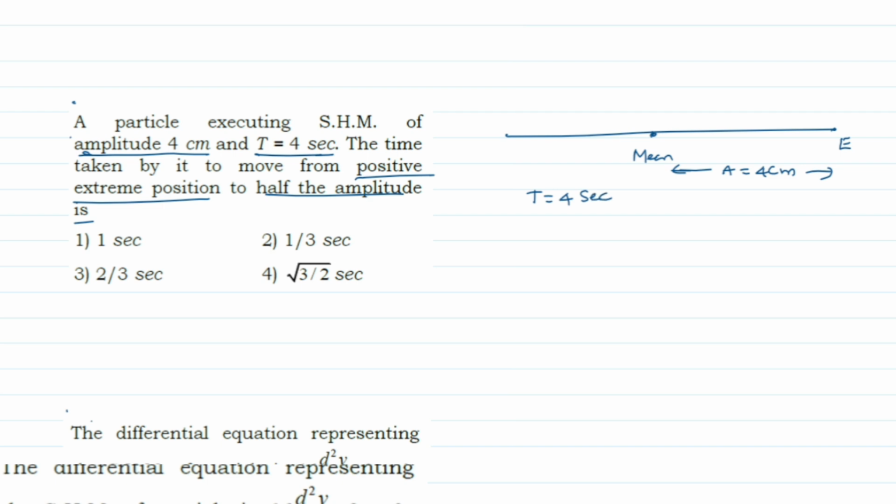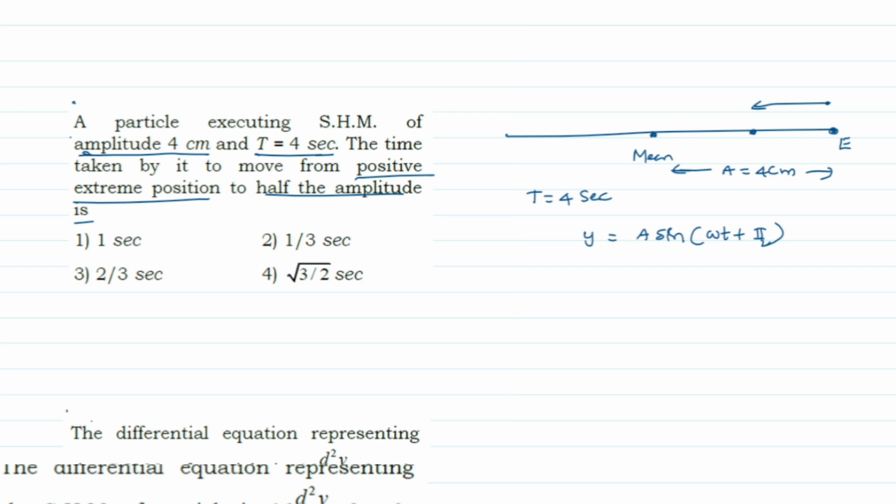The time taken by it to move from positive extreme position to half of the amplitude, they are asking. In the sense, here we can write y equals to, already the particle will be having certain initial phase. You can write as y equal to a sin(omega t plus initial phase). If the particle is started at the right extreme position, the initial phase value will be pi by 2.